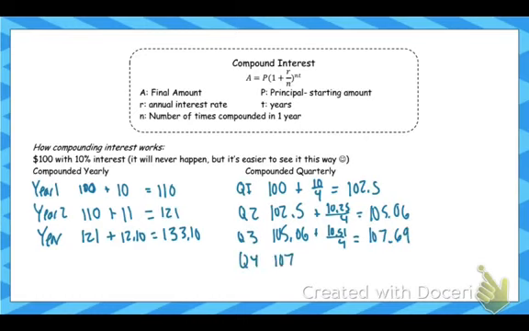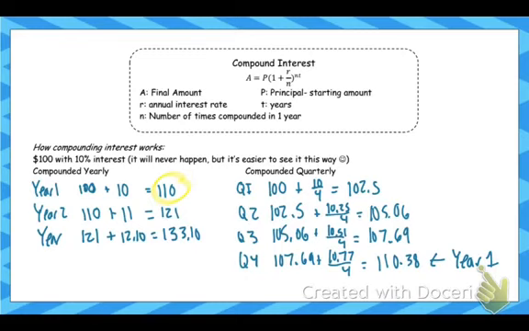Quarter four, I start the same way. I add that 10% interest. I take a fourth of it because it's a quarter, and that would give me $110.38. The end of the fourth quarter of the year is the end of year one. So now I can compare that to what I would have had if the interest wasn't compounded. So you get a whole extra 38 cents.